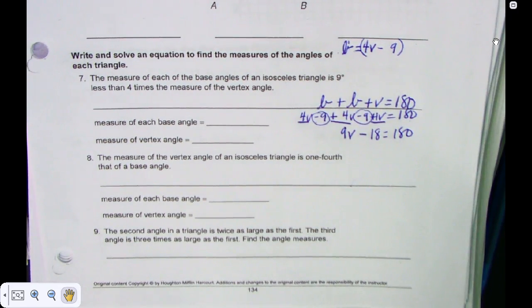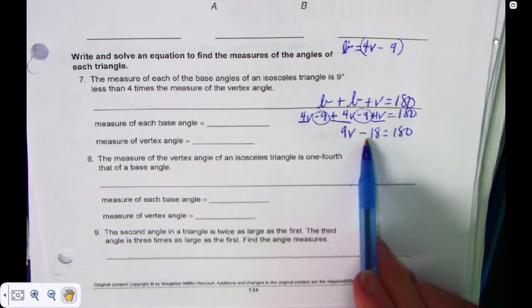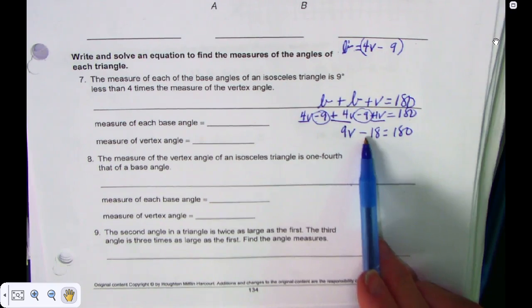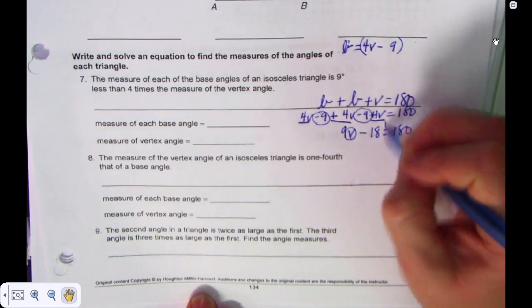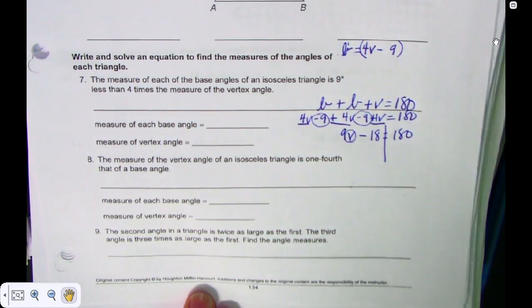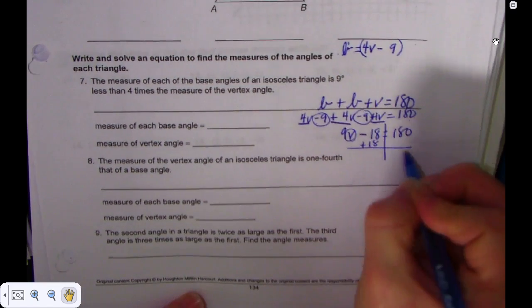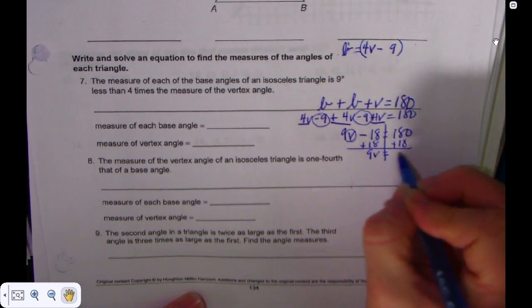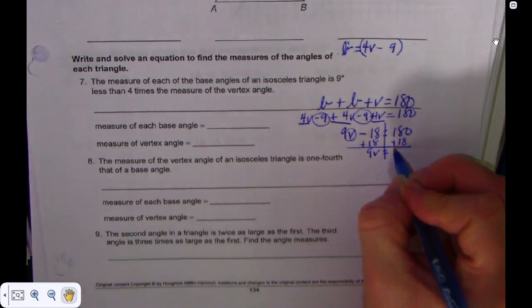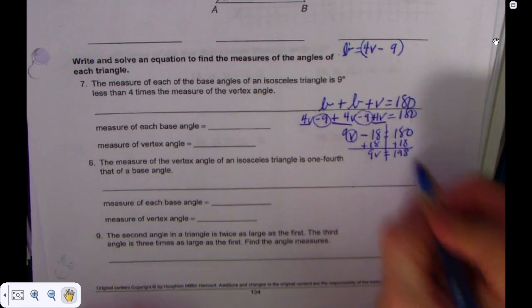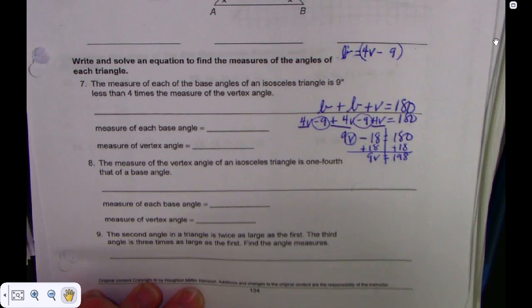Y'all are scaring me to death. Guys, minus 9 minus 9 is minus 18. You've got a calculator sitting there. Why aren't we using our calculators?